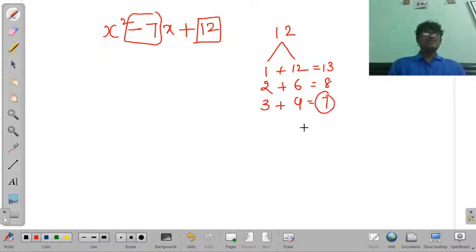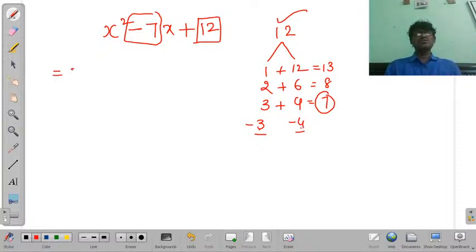So you got 7 here. This is okay, but actually you have to get negative 7. So what we do is, you take negative 3 and negative 4. If you multiply these two, you will get positive 12, and if you add these two, you will get negative 7. So negative 3 and negative 4 are the factors of 12 for this problem.